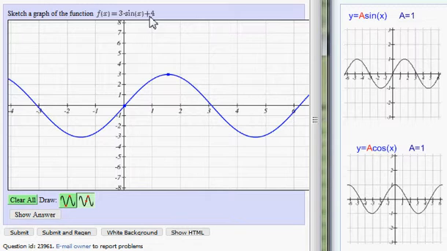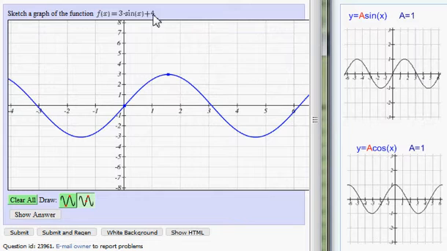Now adding 4 to the graph is just going to shift this graph up 4 units. So the first thing to note is instead of the middle of the graph, the midline being y equals 0, it's going to be y equals 4. So when I clear the drawing here and I click on this icon, I'm not going to start at 0, 0, I'm going to start at 0, 4. And I'm still going to have to go up 3 and down 3 from the middle.